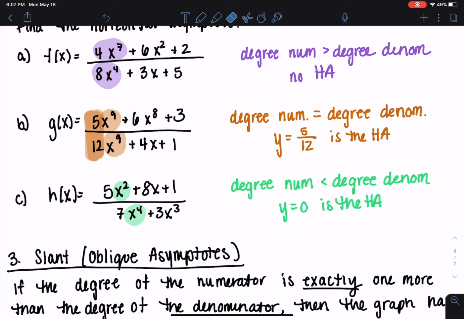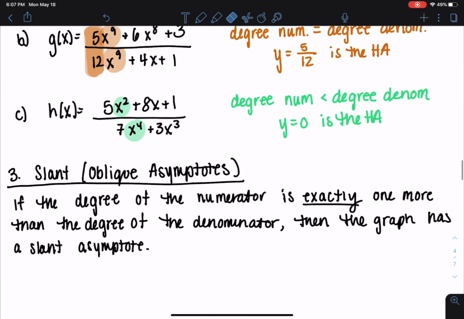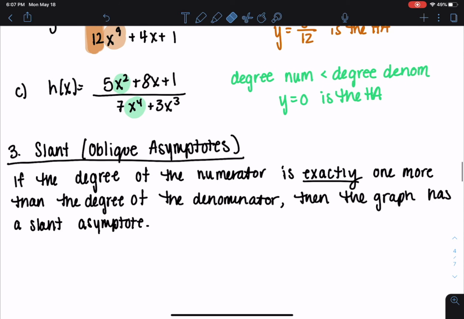In that first case, when you don't have a horizontal asymptote, it's possible you have this third type that's going to be our slant, or sometimes you might hear it referred to as an oblique asymptote. So in the case that the degree of the numerator is exactly 1 more than the degree of the denominator, there's going to be a slant asymptote.